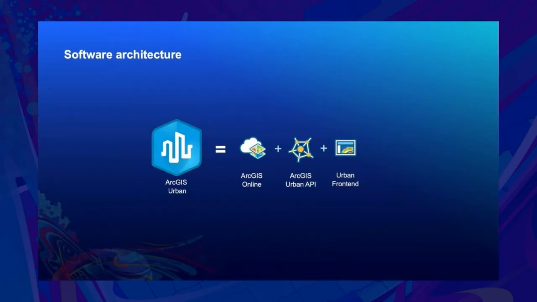So on the back end, we are using ArcGIS Online and its feature services using the ArcGIS REST API. On top of that, we have built an Urban API, which lives in the Amazon cloud. And on top of that Urban API and the ArcGIS REST API, we have built the Urban front-end application, which I've just demoed.